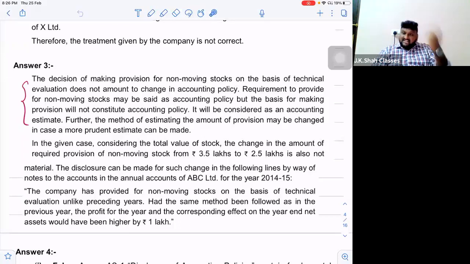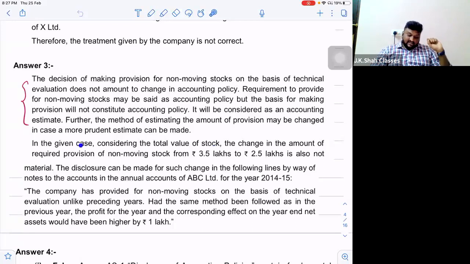So here you are changing the amount, you are changing the estimations. So it is not a change in accounting policy. It is a change in accounting estimate, to be more correct. The requirement to provide for non-moving stocks may be said as accounting policy, but the basis for making the provision, the basis for calculating the provision, will not constitute an accounting policy. It will be considered as an accounting estimate. Further, the method of estimating the amount of provision may be changed in case a more prudent estimate can be made. Means situation to situation, the estimations can change.